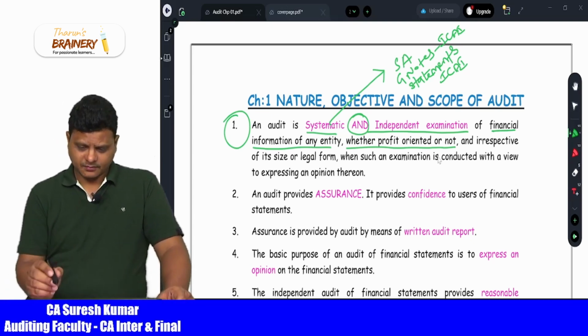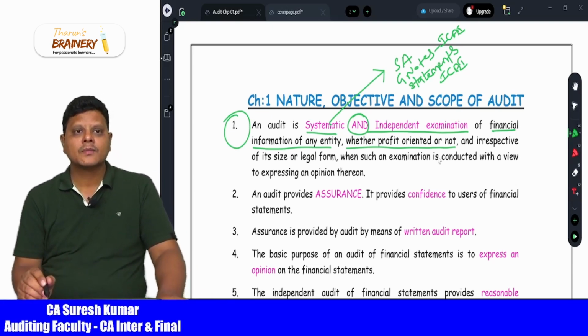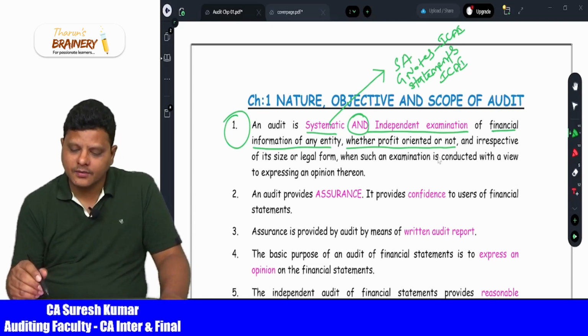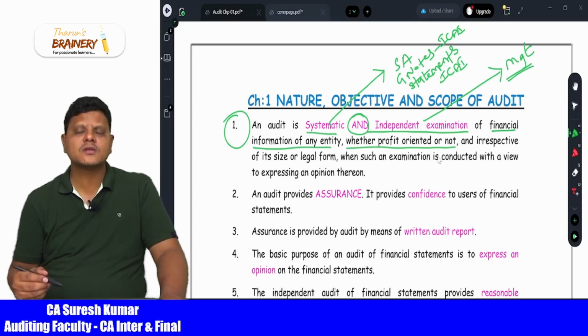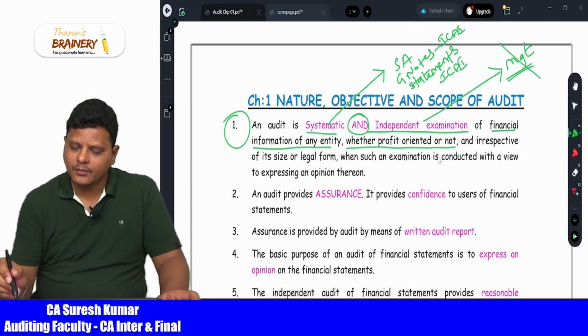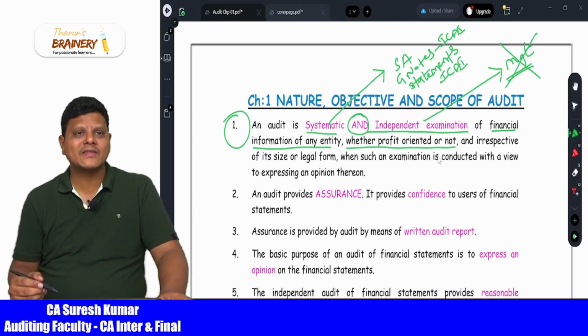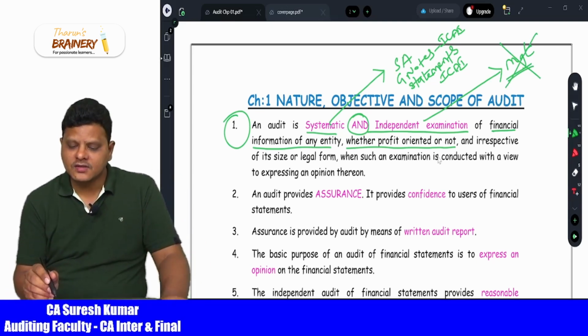Then, independent examination of financial information. This independent concept says without depending upon the management. Everyone is aware of the basic concepts in auditing, so I am going straight to the explanation. I should not depend upon the management. I should not depend upon any other person when I am doing my audit and giving my opinion.